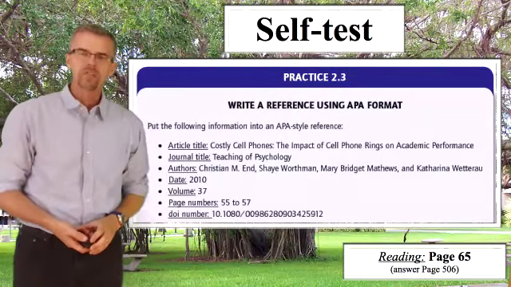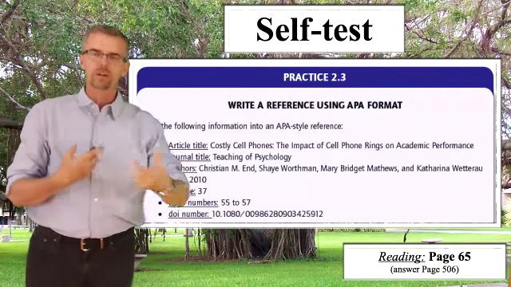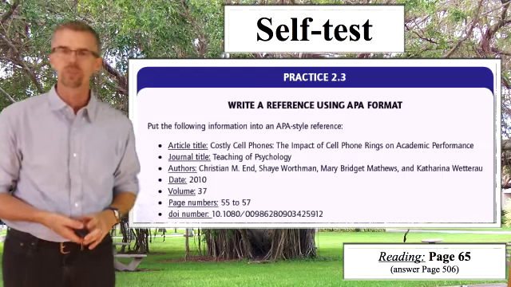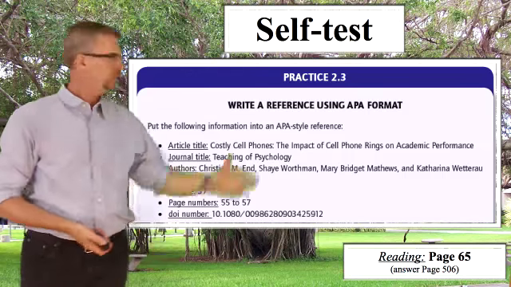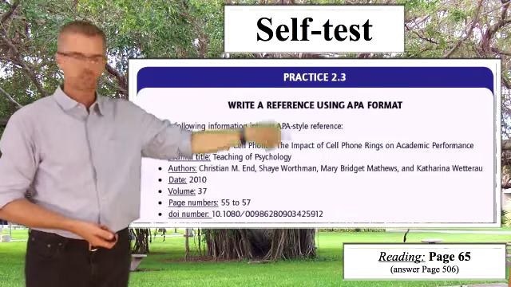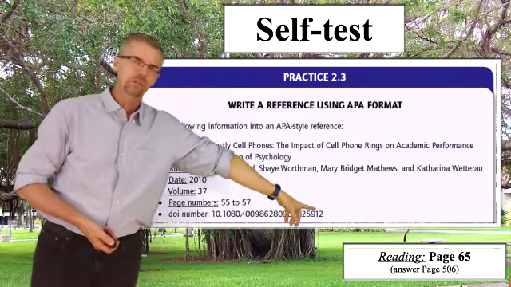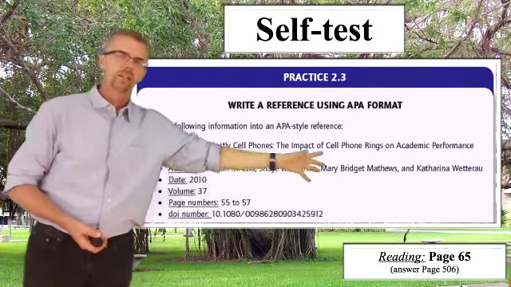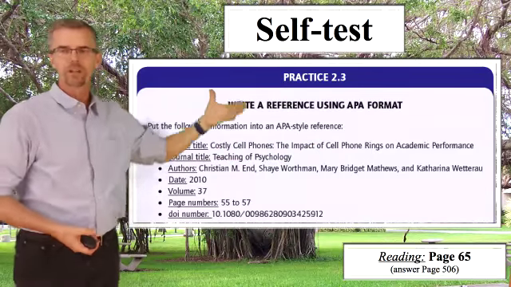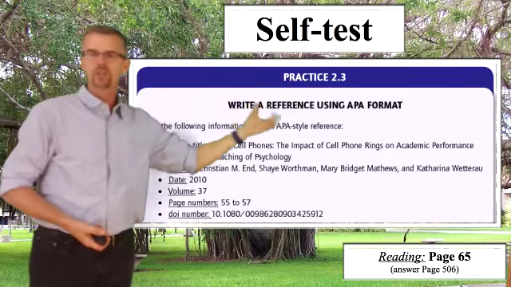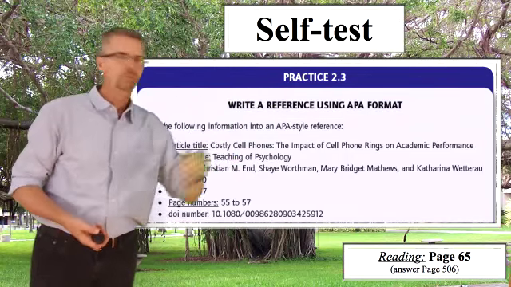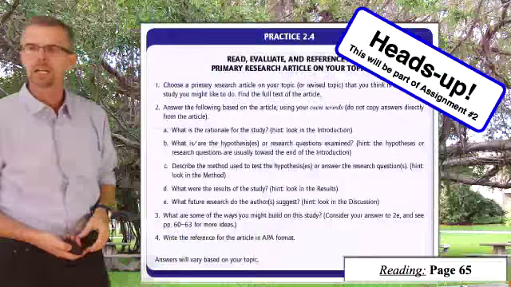Okay, we're coming up to the end of the chapter. The Adams and Lawrence textbook has some really useful self-tests which you can do. Here is a self-test on page 65. The answer to this is on page 506. I want you to practice writing a reference using APA format. They've given you the information here. Just write this out and check your work to see if you've actually done it properly.